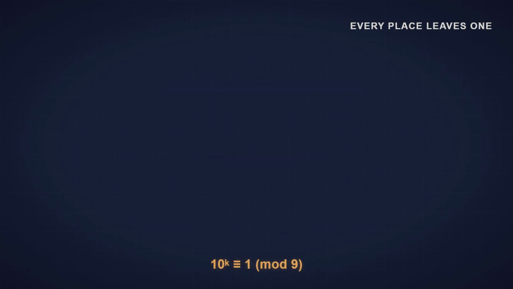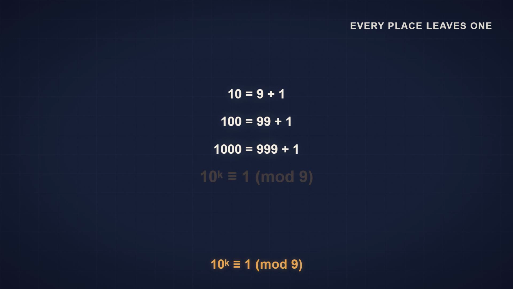Divide 10 by 9. It is one group of 9 with 1 left over. So 10 and 1 have the same remainder modulo 9. Write this as 10 is congruent to 1 mod 9. Square both sides conceptually. 100 is 10 times 10, so its remainder behaves like 1 times 1, still 1. 1000 also leaves 1, and every power of 10 does the same. In fact, 10 to the k equals a multiple of 9 plus 1 because 10 itself equals 9 plus 1.